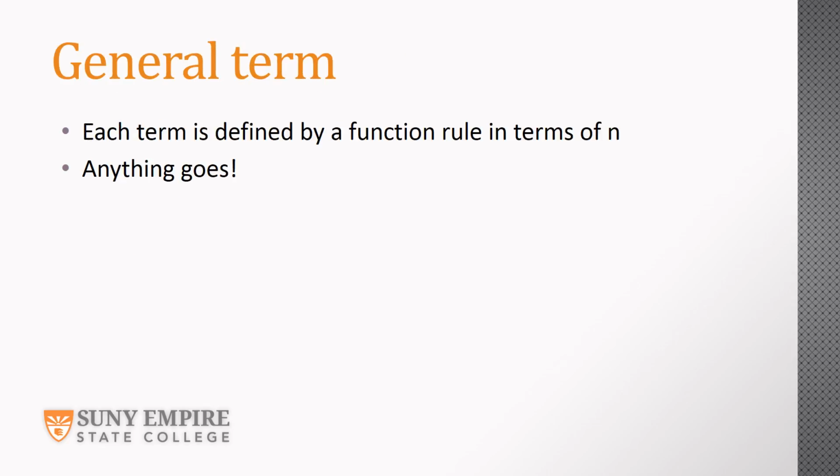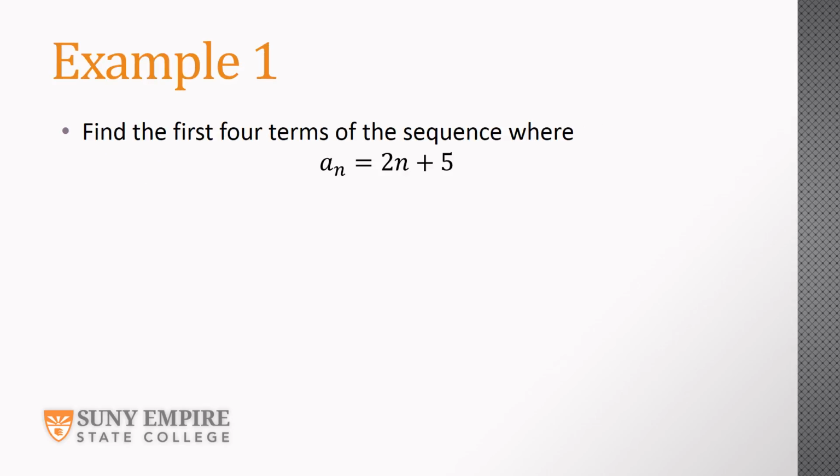The most basic type of sequence is when the elements in the sequence are defined by some function in terms of n. So to find the number in a given numbered position, we just need to plug that number into the function and solve. These functions can be as simple or as complicated as we want. Let's look at a couple of examples.